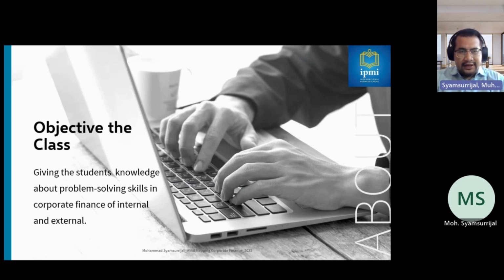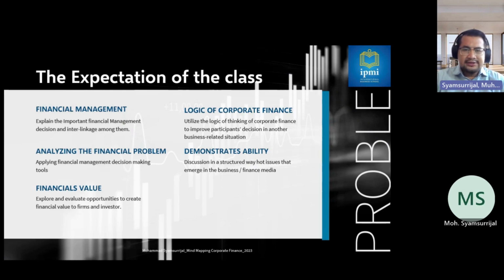So the objective of the class is to give the students knowledge about problem solving skills in corporate finance from internal and external points of view. The expectations of the class: first is about financial management, how to explain the important financial management decisions interlinked among them. Second, analyzing the financial problem, applying financial management decision-making tools. Third is about the financial value, how to explore and evaluate opportunities to create financial value for the firm and investors.